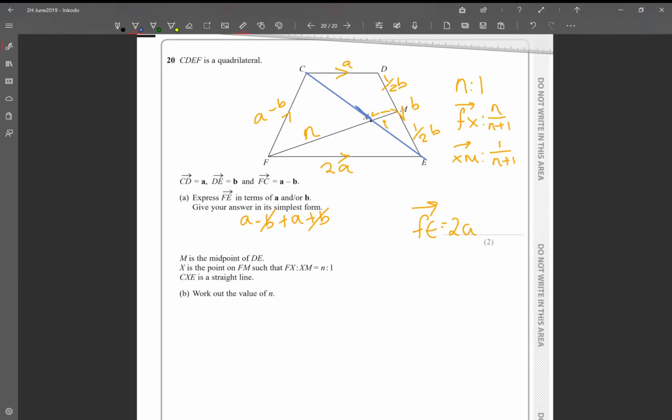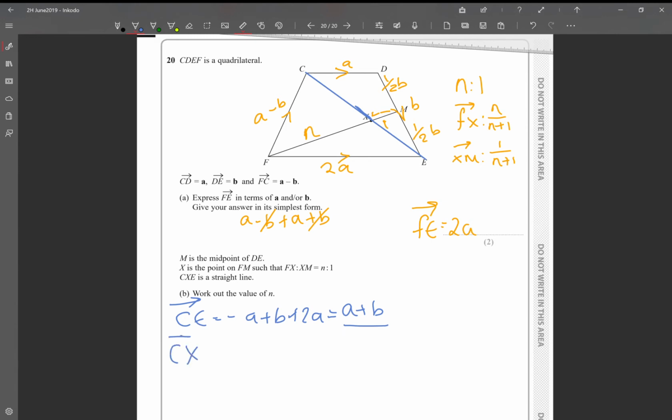Okay, so I think the first thing we'll do is find C to E. If I find out what C to E is and then find out what C to X is, that might help us solve for n. There are definitely going to be other ways to do this. You go backwards on this vector, so it's minus A plus B plus 2A. So that is going to equal A plus B. That's nice and straightforward. So let's look at C to X.